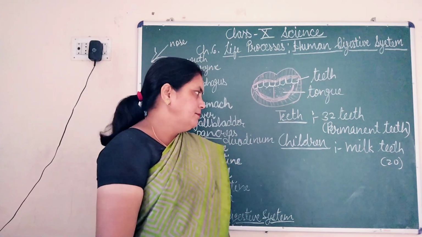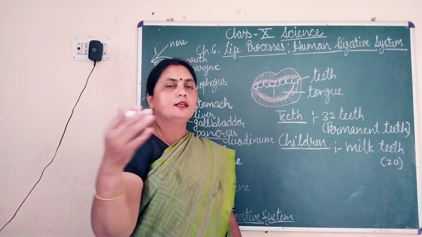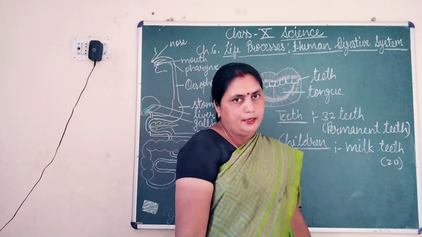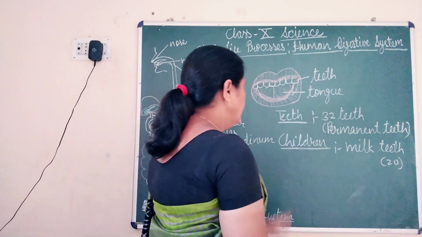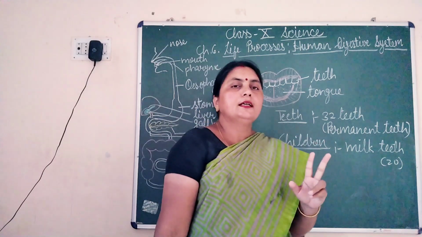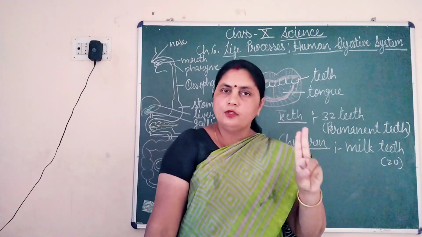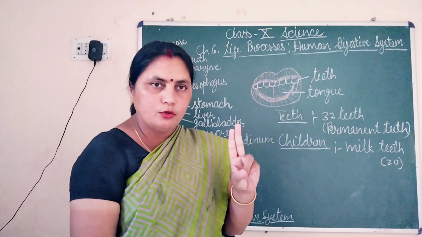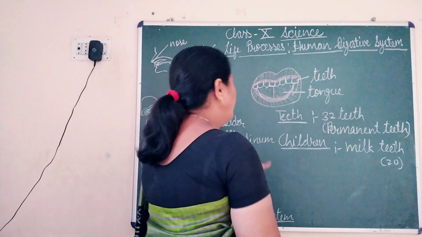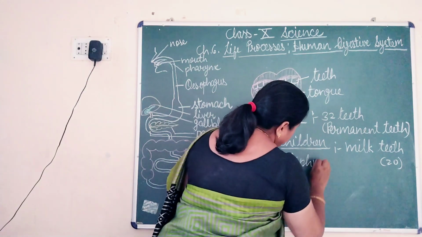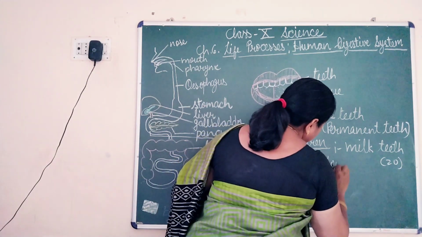In the course of time, these milk teeth fall gradually and they are replaced by permanent teeth. We get teeth twice, or 2 times. So this type of teeth are known as diphyodont.